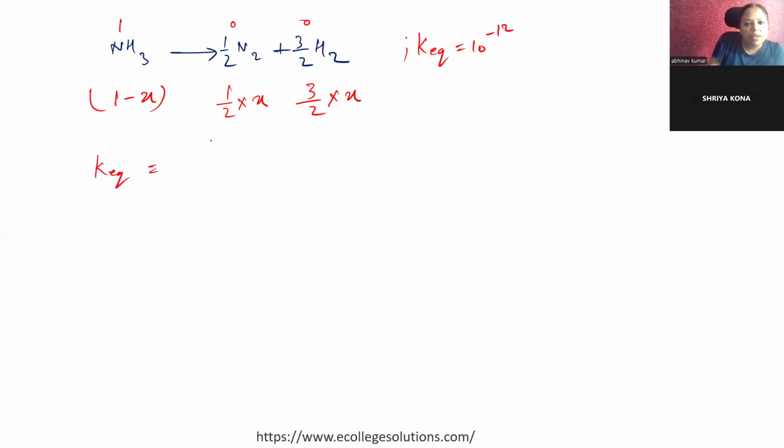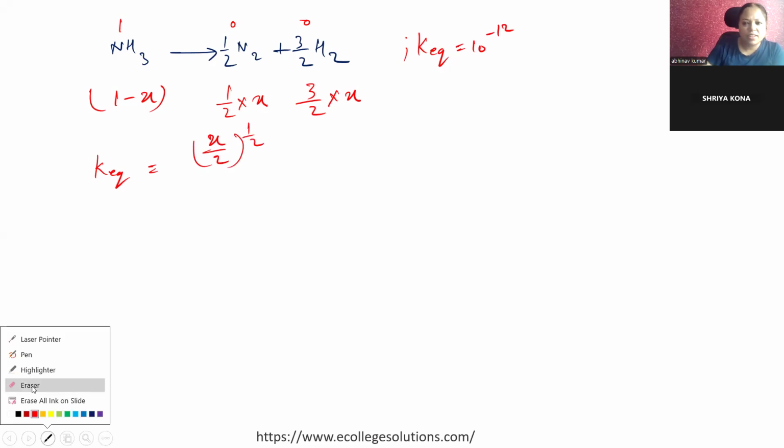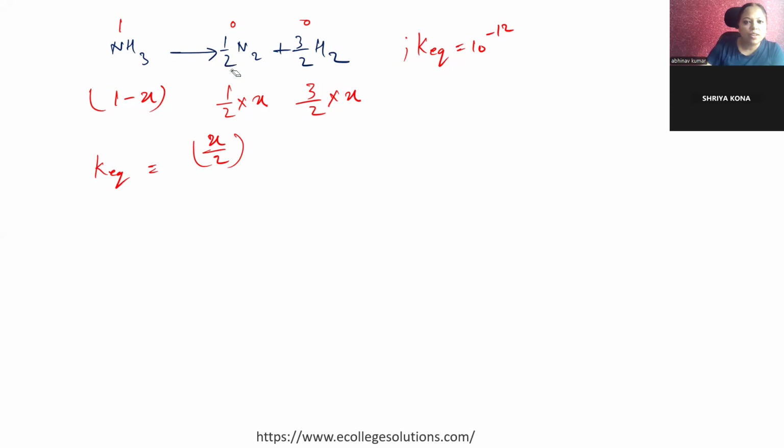K equilibrium will be equal to x by 2 to the power 1 by 2. I think this way the equation seems quite problematic. So what you can do is change the number of moles, because in MCAT these kind of fraction values will not come, right? So you can just write 2NH3 gives out N2 plus 3H2. I think this way it will be easy.